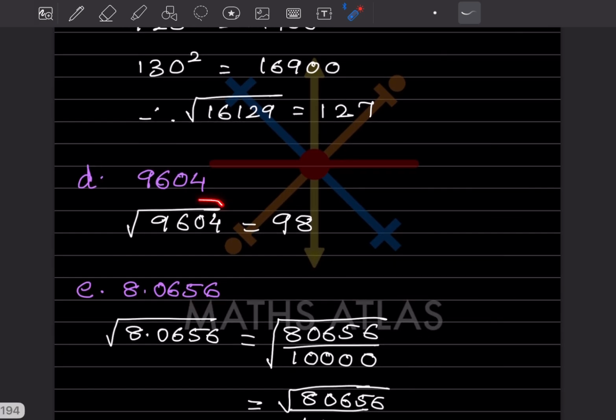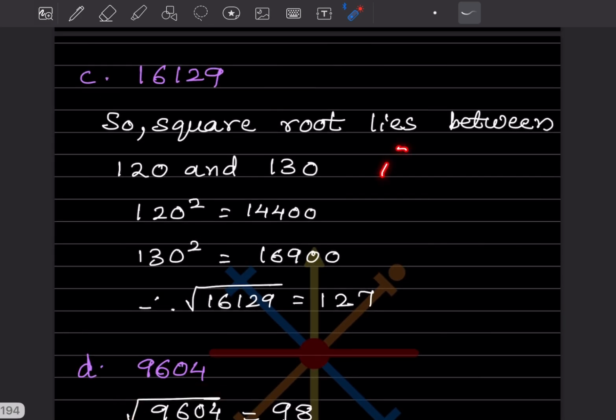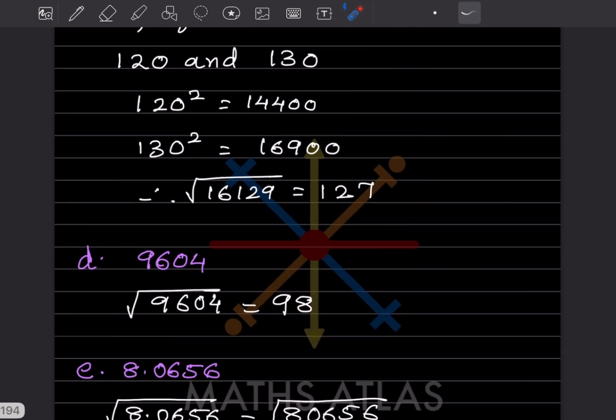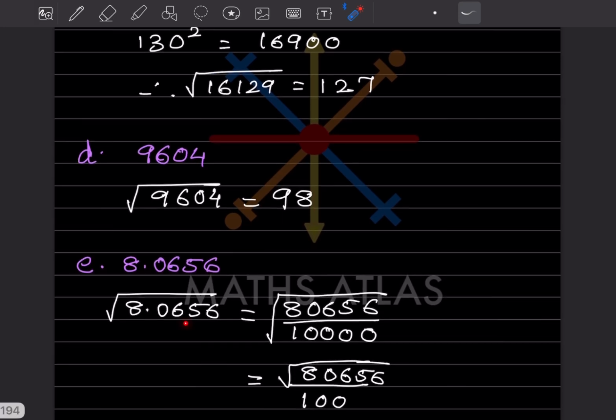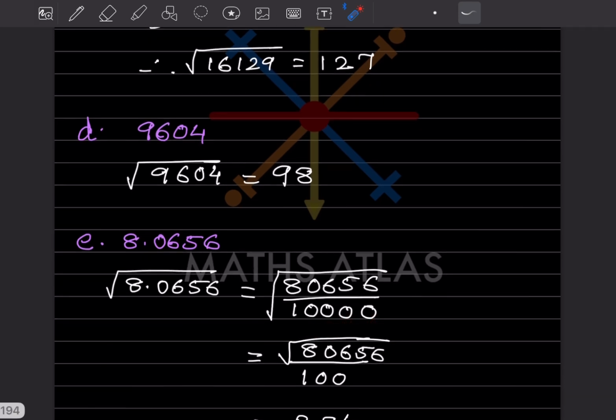Same for this one, you can check this way, or you can find it with the help of the long division also. So this is going to be 98. Here, because this is in decimals, after 4 numbers, 1 2 3 4 is a decimal. So what you are going to do is divide it by 10,000, because here 1 2 3 4 can be separated.